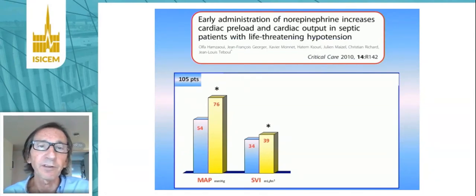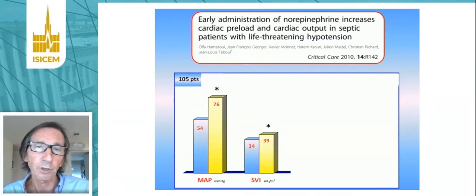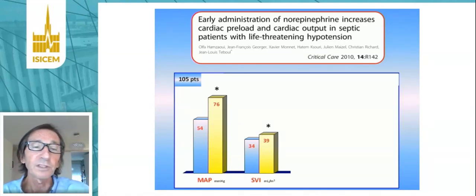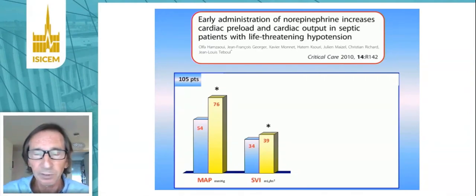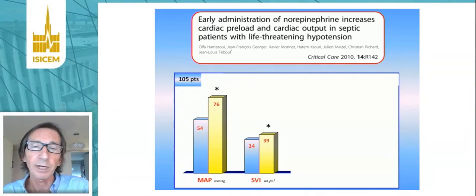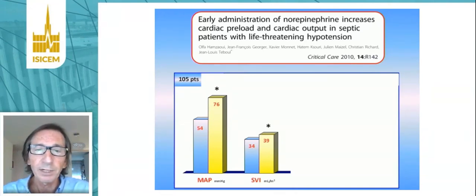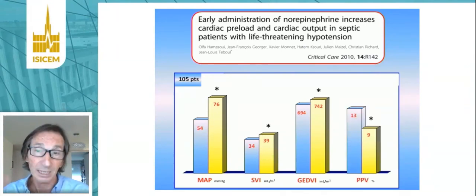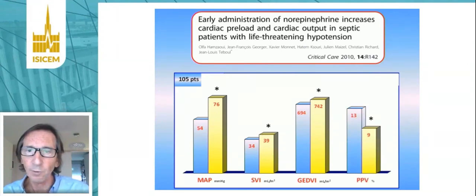And this is what we observed with Olfa Hamzaoui and co-workers in our institution. We studied 105 patients with septic shock, and we gave norepinephrine to these patients with a very low MAP at baseline, only 54, and MAP increased to 76 mmHg. At the same time, stroke volume index increased with norepinephrine, and also the global end-diastolic volume index, which is a marker of preload, also increased with norepinephrine, and at the same time, pulse pressure variation, which is a marker of preload dependency, decreased with norepinephrine.